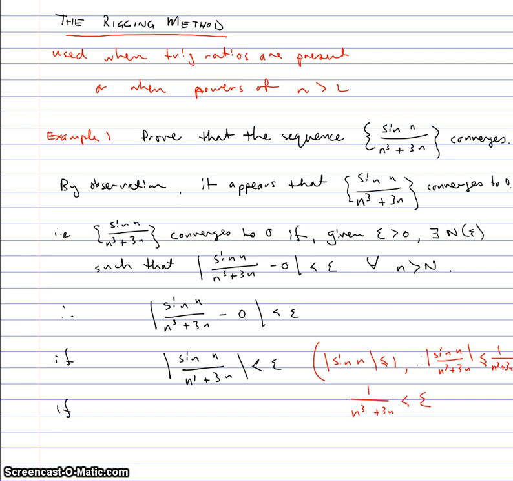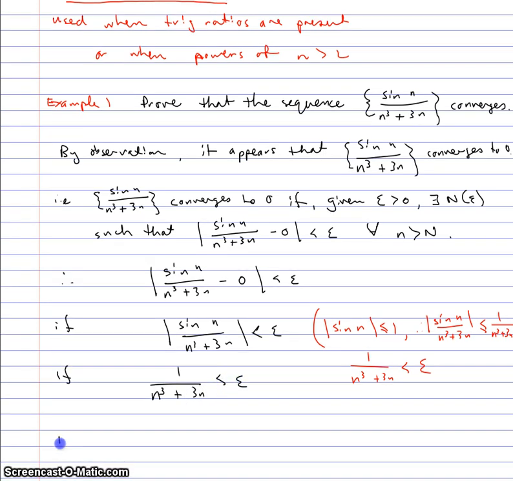Okay, so if 1 over n cubed plus 3n is less than epsilon, if 1 over n is less than epsilon. Now you might think, what the heck has happened here? Okay, well, I've rigged it again. Okay, I can do that in this case because we can say that 1 over n cubed plus 3n is less than 1 over n.